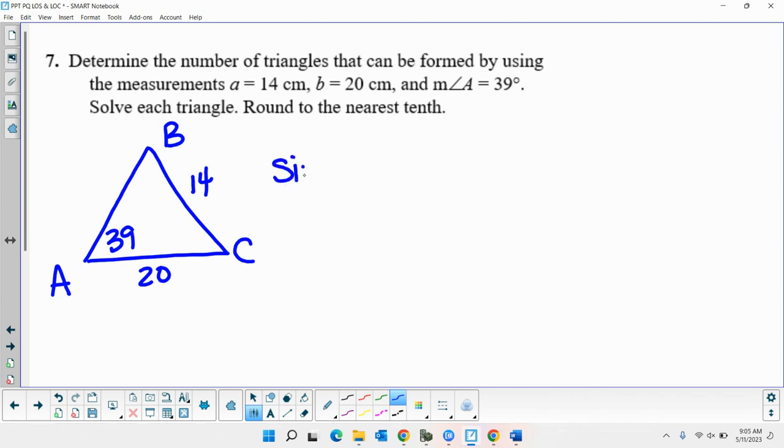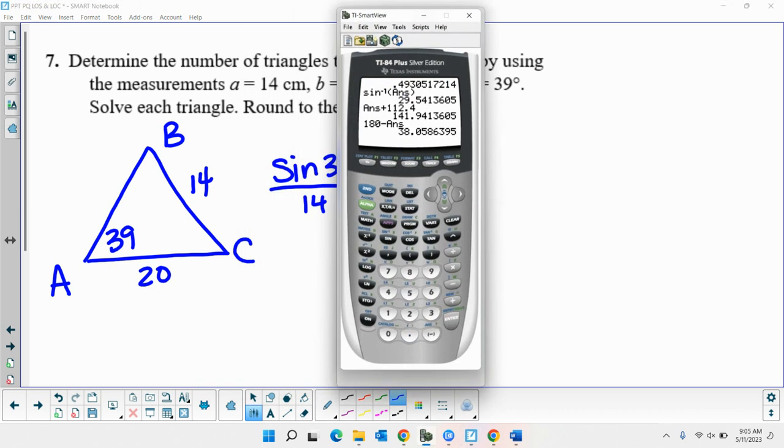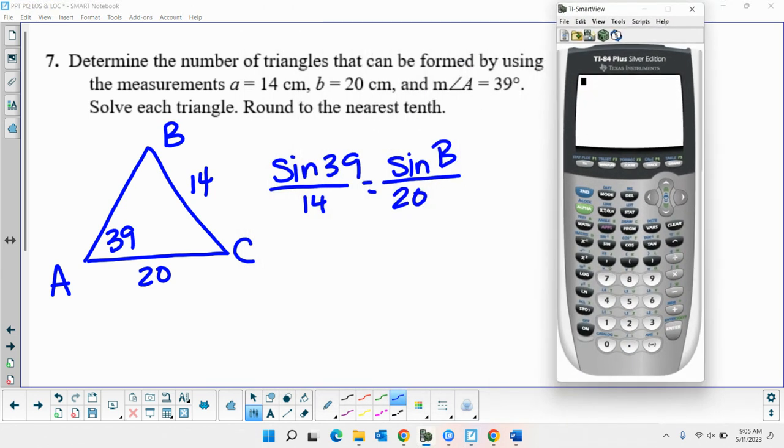So sine of 39 degrees over 14 equals the sine of angle B over 20. So 20 sine 39 divided by 14. Second sine, second answer, 64 degrees. We'll just go with that.